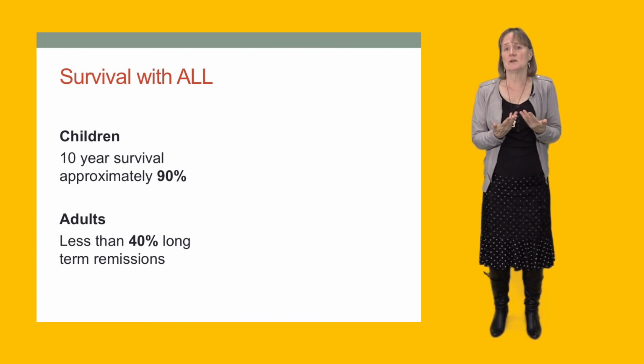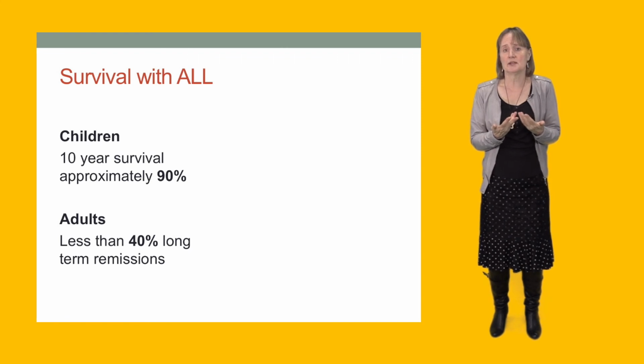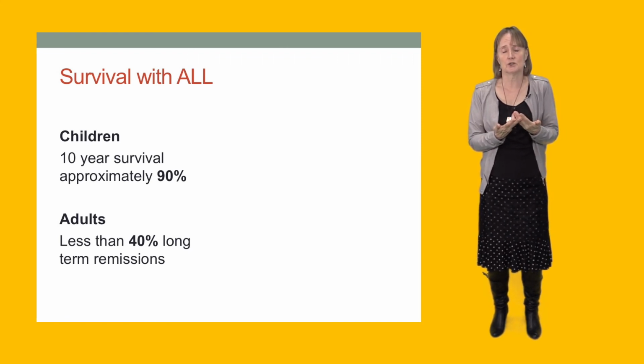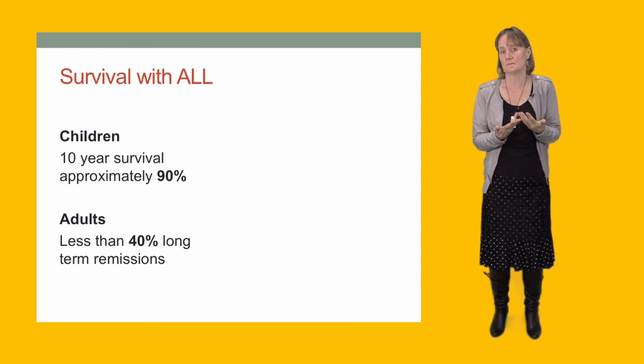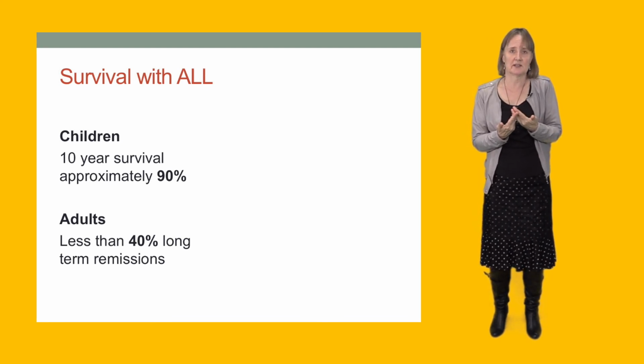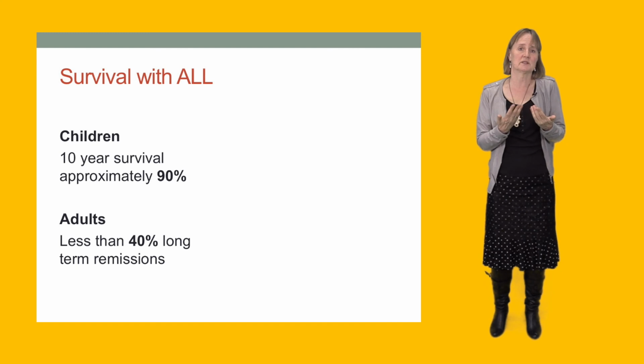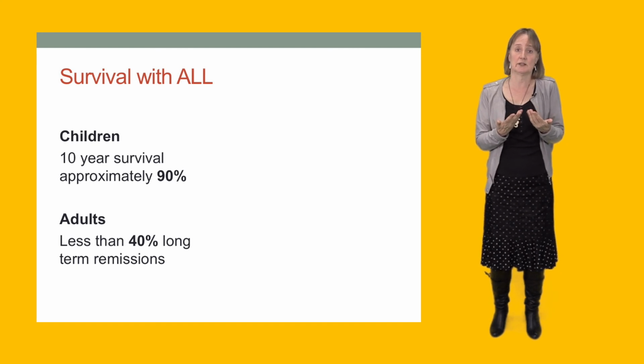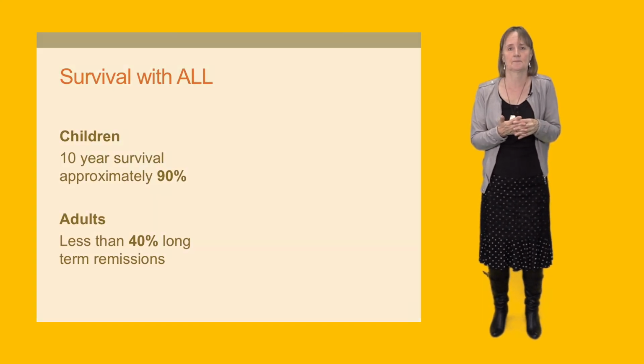The 10-year survival figures for children give us a figure of about 90%. So the outcome for children is good. Most children with ALL will be cured. The situation for adults is different, and it's less than 40% of adults with ALL will have long-term disease-free remissions. So very different according to which age you develop the acute leukemia at.